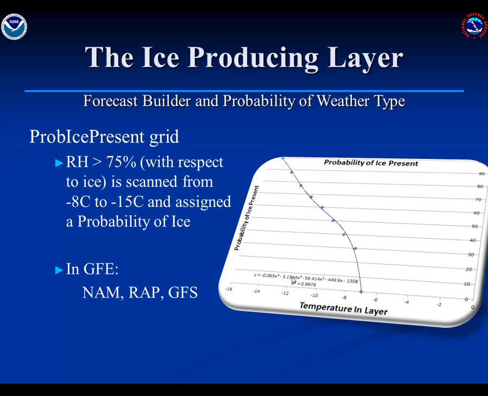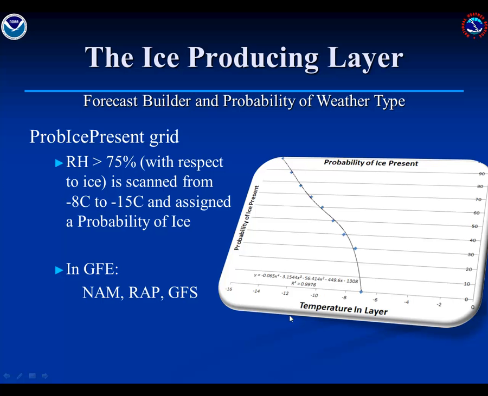As we move back to the probability of weather type, the probability of weather type uses a prob ice present grid in GFE. This prob ice present grid is calculated by looking at relative humidity values of greater than 75% with respect to ice in that -8 to -15 important range. And the probability curve can be seen over here on the right.